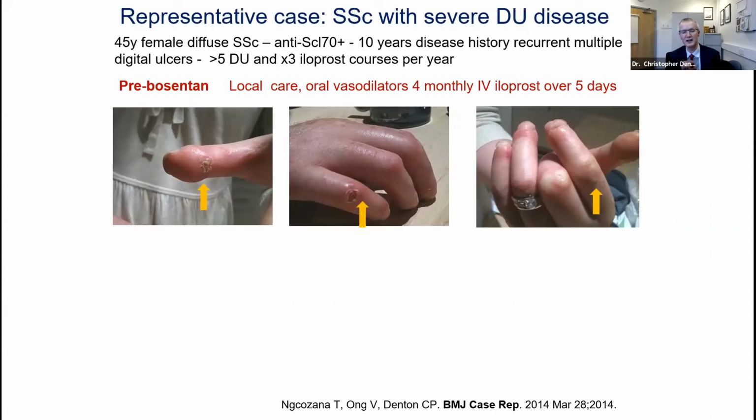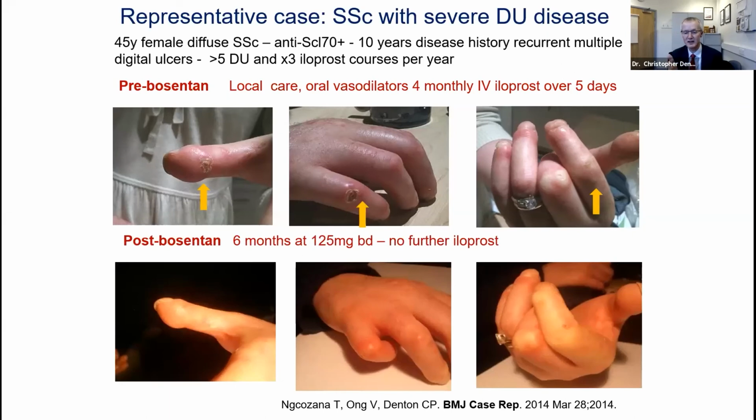It was an approved therapy, and here you can see how we have been using the drug in clinical practice. So here's a patient who had really severe ongoing digital ulcer disease, and they required regular hospitalizations for intravenous iloprost. And despite that, they still developed recurrent digital ulcers. This patient went on to bosentan, and you can see that, in fact, after 6 months of standard treatment, the ulcers had all healed. And in fact, they no longer needed to come into hospital for intravenous iloprost. So there's no doubt that for patients with very severe digital ulcer disease, these advanced therapies can really make a big impact on their outcome.